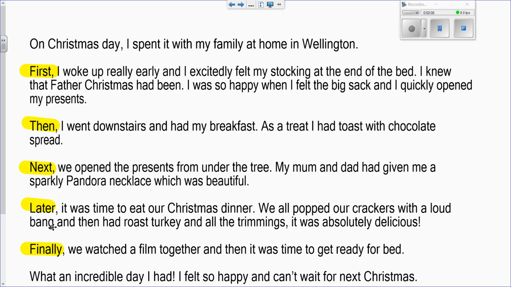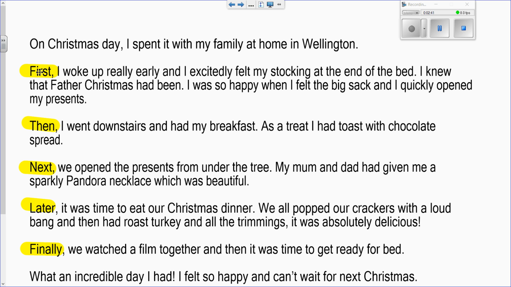We've then gone into all the things that we did on Christmas Day. Okay, so first I woke up really early and I excitedly felt my stocking at the end of the bed. I knew that Father Christmas had been. I was so happy when I felt the big sack and I quickly opened my presents. So we've used this word here, excitedly. Have a little think about what type of word that is. Hopefully some of you remember it's an adverb. It's describing how we do something, okay? So we excitedly felt the stocking.